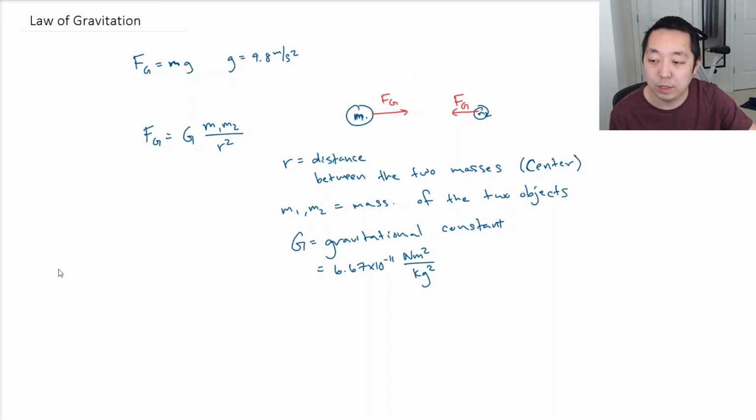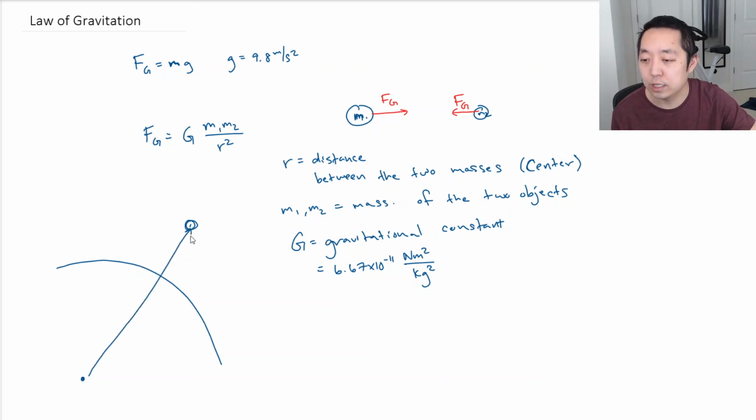Okay, so for example, if I have the Earth here, and a little rock right here, and this is the center of the Earth, r is going to measure the distance between the centers of the two objects. It's not the distance to the surface or the edge of the objects. Okay? And that's pretty much all there is to it. That is the force of gravity.